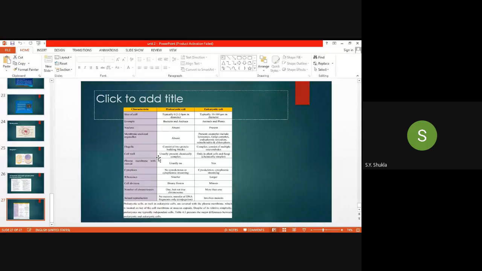In detail, we are going to discuss it in the next chapter, because the next chapter of cell biology is about eukaryotic cell organelles only. We have to study the organelles one by one, and there is one topic for each organelle. Okay. Then cell wall.